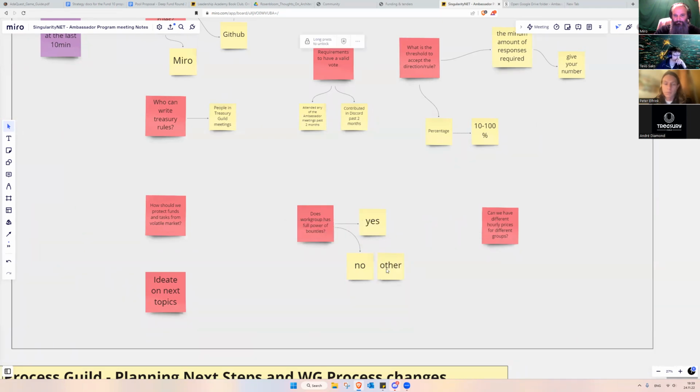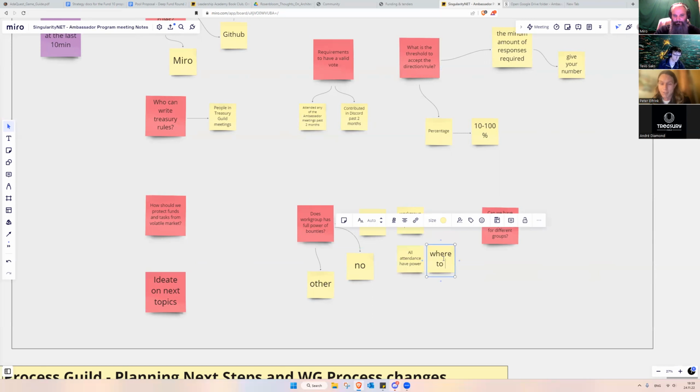For example, the question which brought this up was connected to whether it would be the work group lead who has power, or the work group, so practically speaking, the people involved or those attending the meeting. If no, where do you get approval for decision making? Would you go to the town hall? Would you go to the Treasury Guild? Would you go to the Process Guild? There's stuff attached, and I'm really not trying to make things more complicated than they need to be.